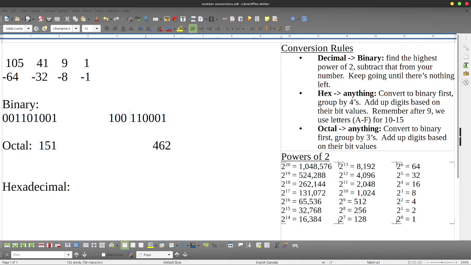I'm just actually going to leave that one there. So we take our binary here, which was converted from here. We have it in decimal, binary, octal. To convert this to hex, we just group by 4s.